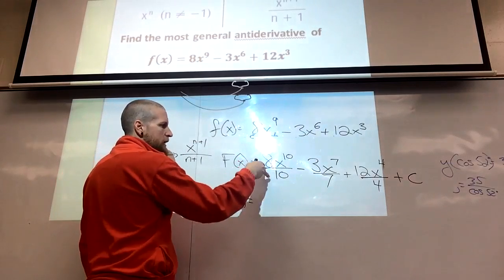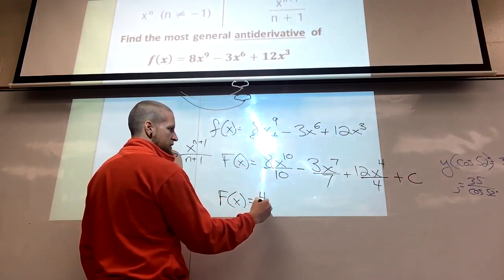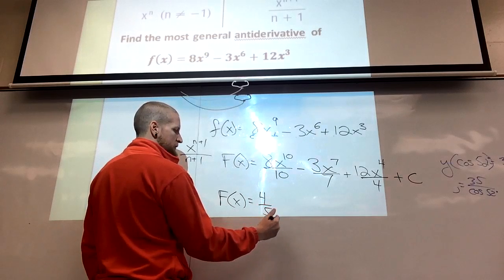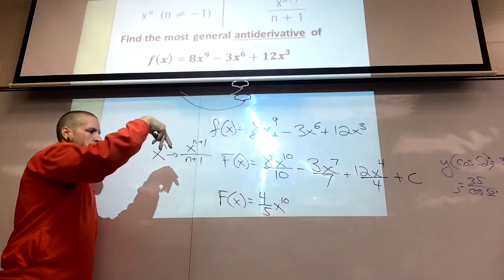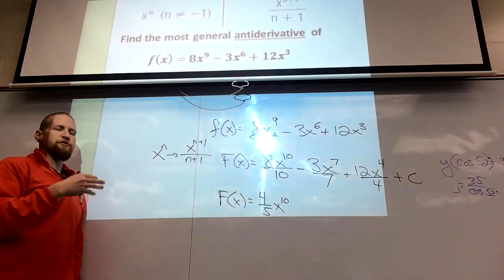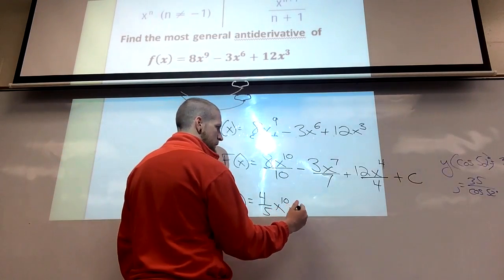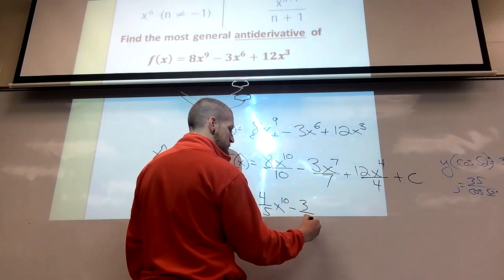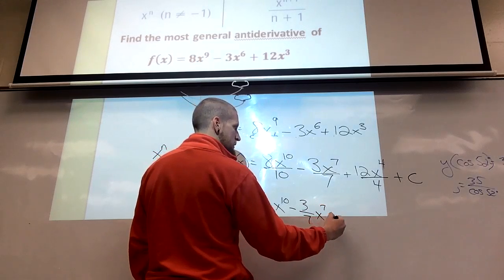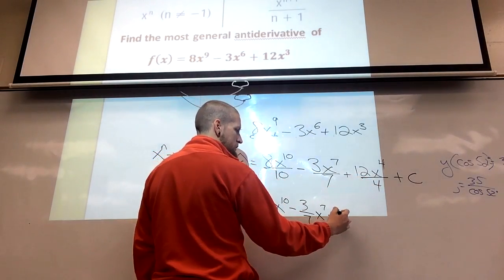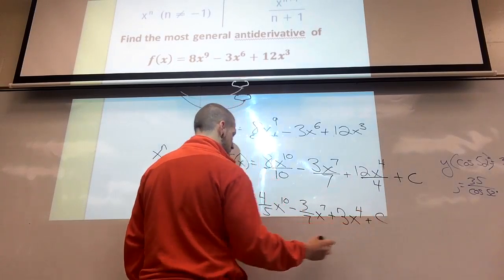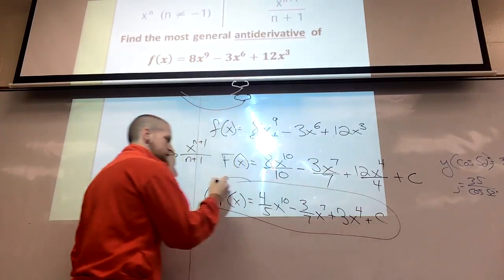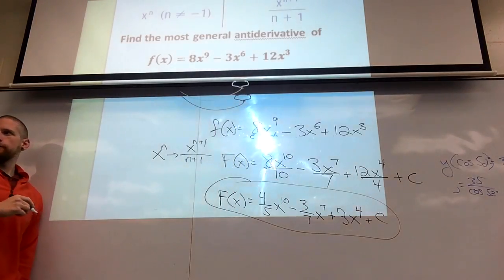So like 8 over 10, don't leave it as 8 over 10. Put it as 4 over 5. And you can write it probably as a fraction if you want. If you want to leave it as 4x to the 10th over 5, it's fine. It's the same thing. 3 over 7 doesn't reduce, so that stays. And then 12 divided by 4 is 3. So this would be what's considered the most general antiderivative for the original function.